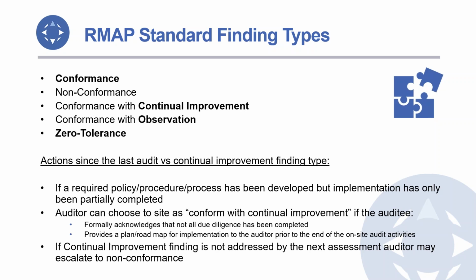However, if it's partial implementation, more like 50-50 or 30-70, the auditor could potentially designate a site as conform with continual improvement if the auditee formally acknowledges that not all due diligence has been completed and they're in a process of completing it, and provides a clear plan or roadmap for implementation to the auditor prior to the end of the on-site audit. That's really important. There has to be a plan in place.